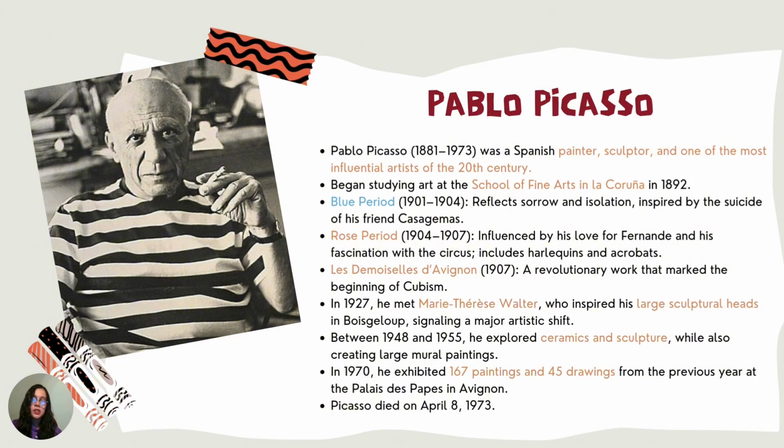In 1970, just a few years before his death, Picasso exhibited 167 paintings and 45 drawings from the previous year, and finally he died in April 1973 in France.